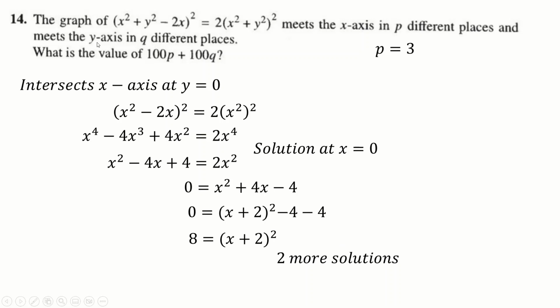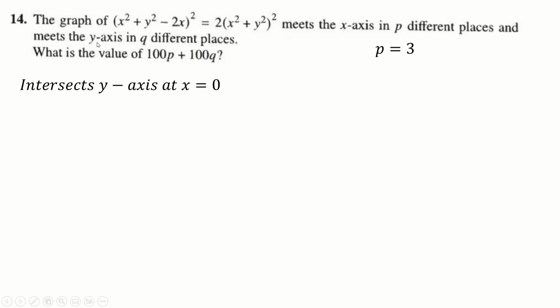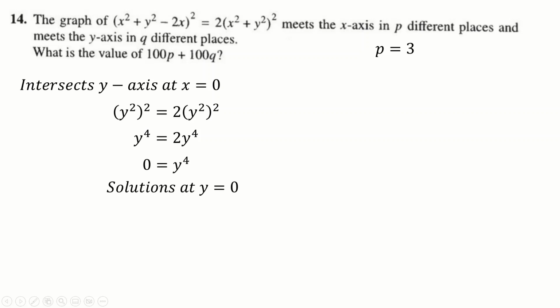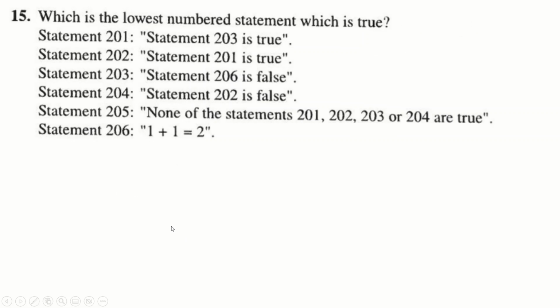And we do the same thing with the y-axis. We say when it intersects the y-axis, that means x equals 0. But putting x equals 0 into this, it actually ends up being slightly easier. Take away y to the 4 from both sides, and the only solution to this is y equals 0. And so we only have 1 solution there, so q is 1. 100 times 3 is 300, plus 1 times 100 is 400, and that'll be the answer.